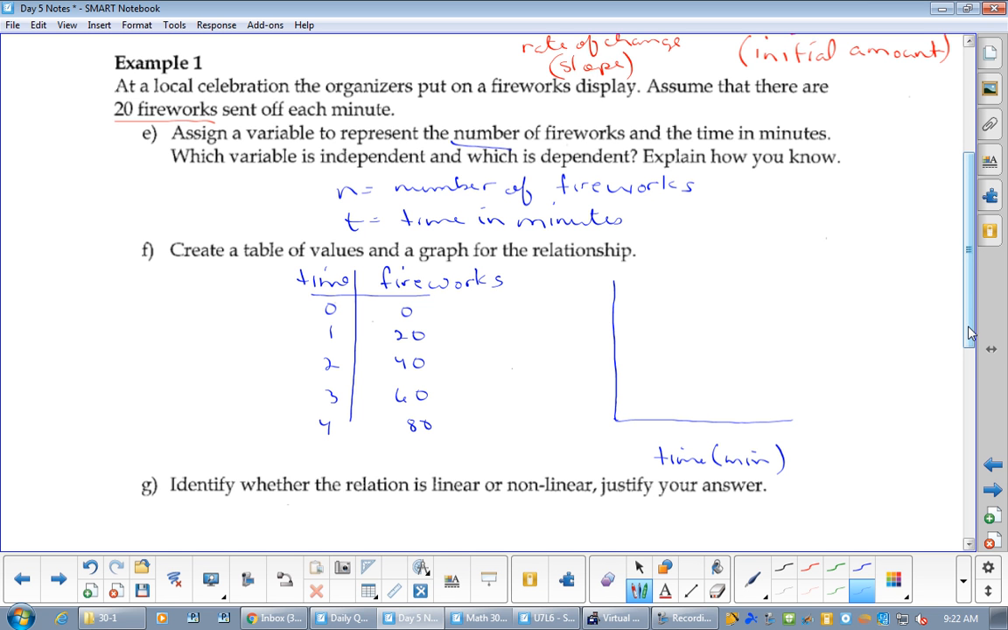And then here we'll put fireworks. Our time would be 0, 1, 2, 3, and 4. And we got 20, 40, 60, and 80. So we've got 0 at 0, and then we've got 40 at 2 minutes, 60 for 3 minutes and 80 for 4 minutes.